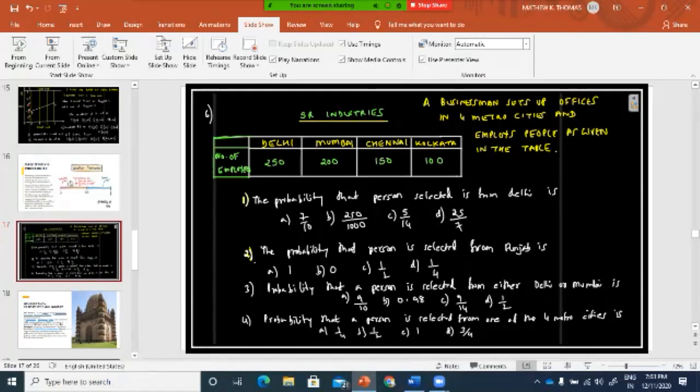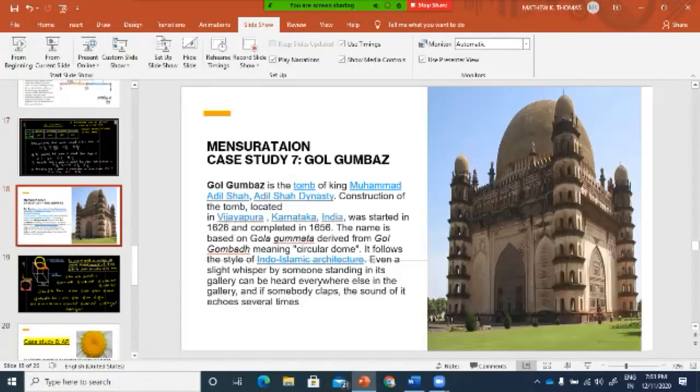Correct. What is the probability that a person is selected from one of the 4 metro cities? What is the probability that he will be selected from one of these cities? Sir, 1. 1, because that's a sure event, one of these cities. So all of them are favoring you. So questions like this based on 2 dice also, a lot of questions that 2 dice are thrown, you know that 36 cases comes, questions based on that can also come. So we go to the next one now.